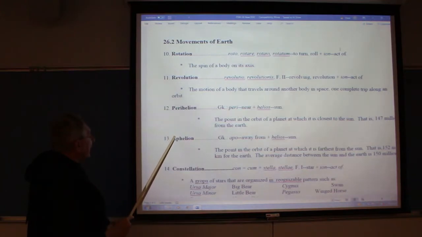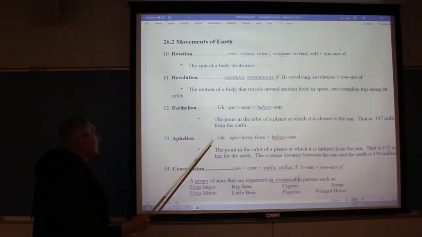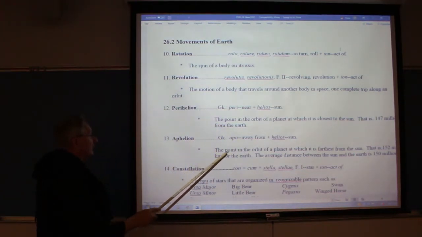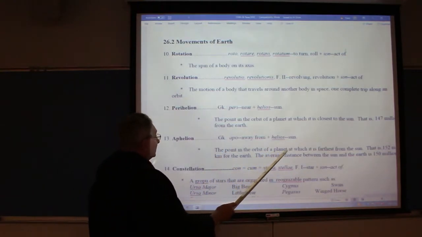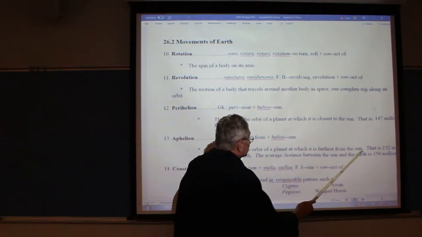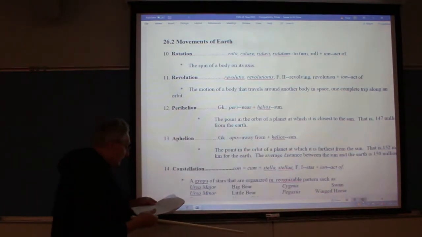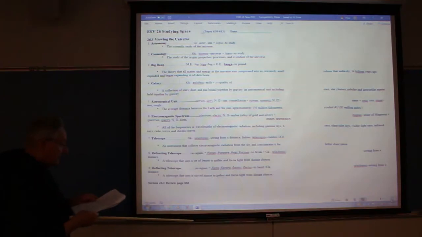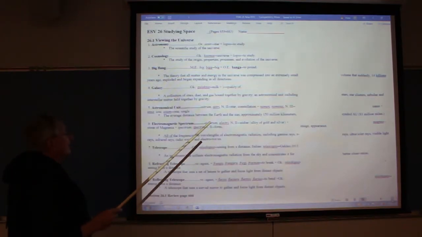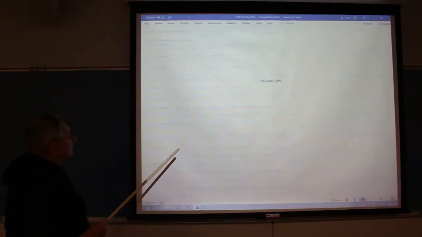And look at aphelion. That means you are away. The point in the orbit of the planet which is furthest from the sun, that is 152 million kilometers.